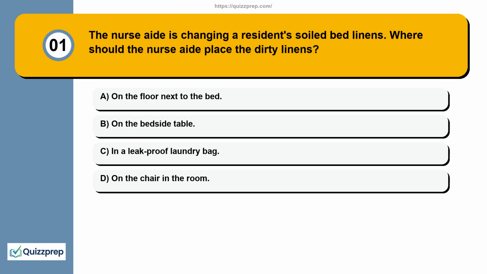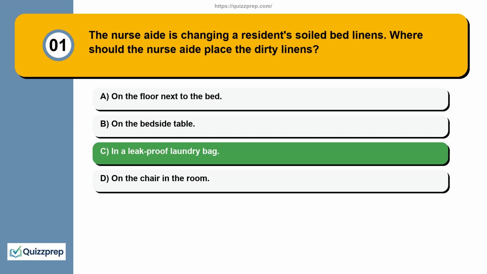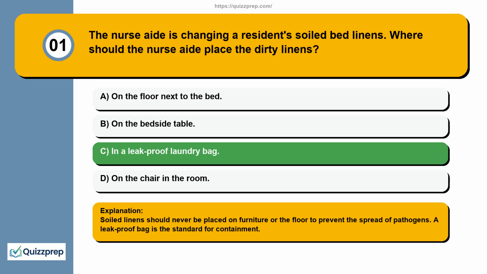Question 1. The nurse aide is changing a resident's soiled bed linens. Where should the nurse aide place the dirty linens? On the floor next to the bed, on the bedside table, in a leak-proof laundry bag, on the chair in the room. Soiled linens should never be placed on furniture or the floor to prevent the spread of pathogens. A leak-proof bag is the standard for containment.